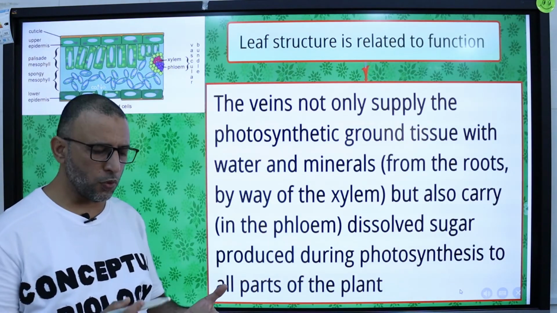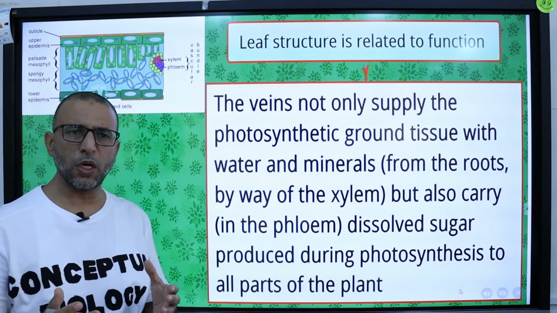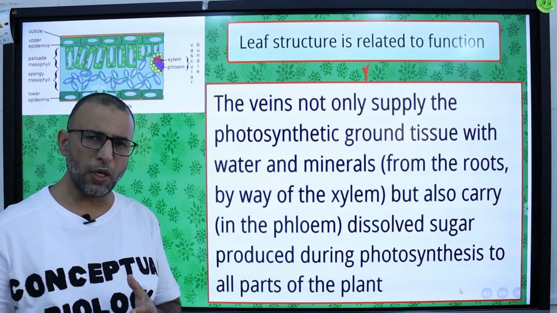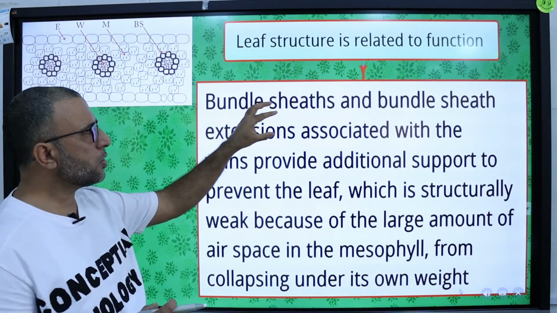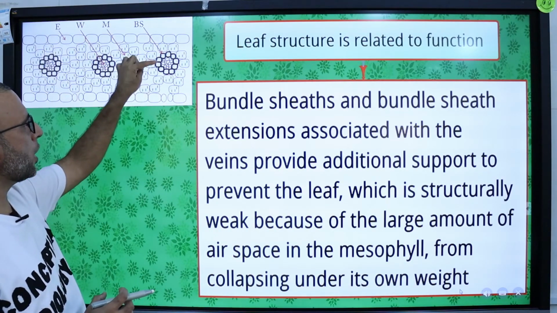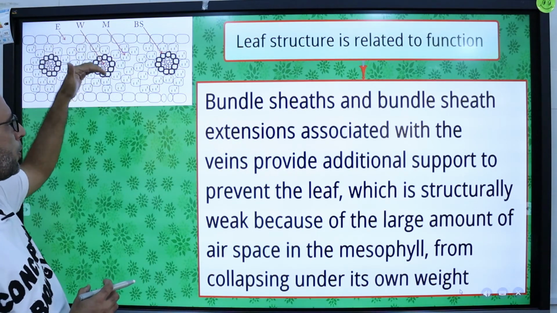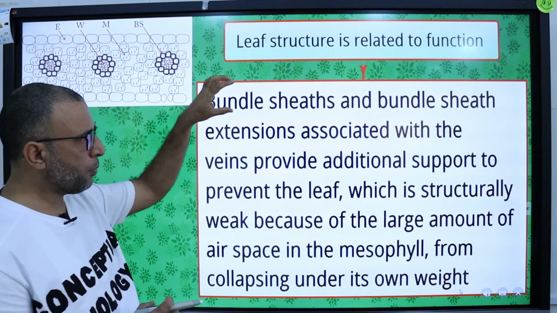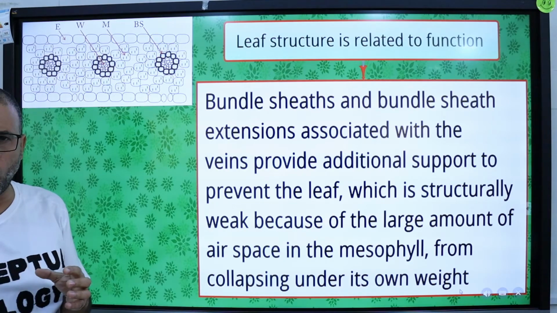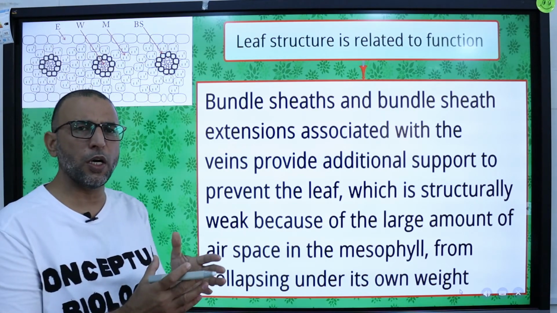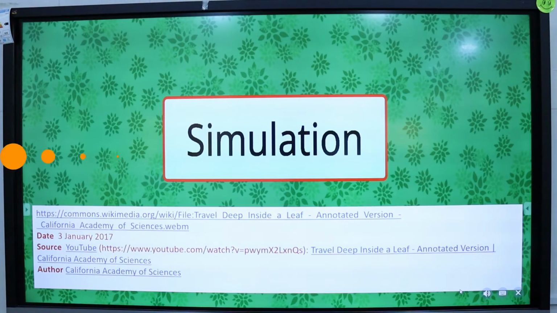So, xylem distributes water and minerals from roots to the leaves, and phloem distributes sugar produced during photosynthesis from leaves to the growing organs and storage organs in the plant body. Bundle sheaths are present around the vascular tissues like xylem and phloem, and bundle sheath extensions are present between upper epidermis and lower epidermis. So, bundle sheath and bundle sheath extensions are associated with veins on one hand, and on the other hand they also provide mechanical support to the leaf. Let us watch this simulation to recognize the leaf structure.